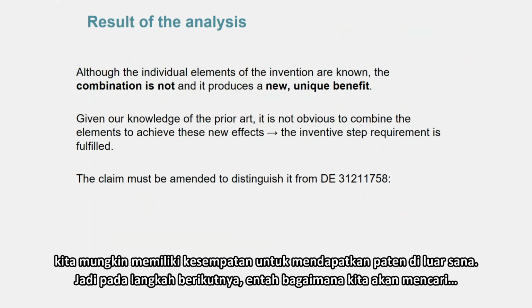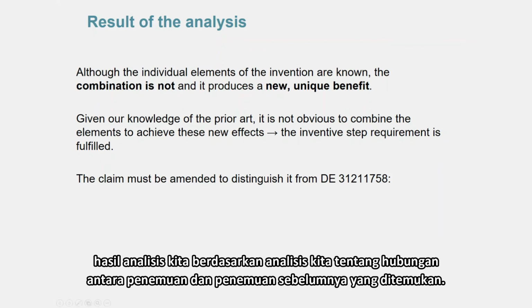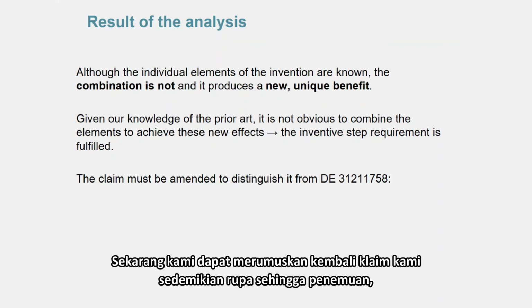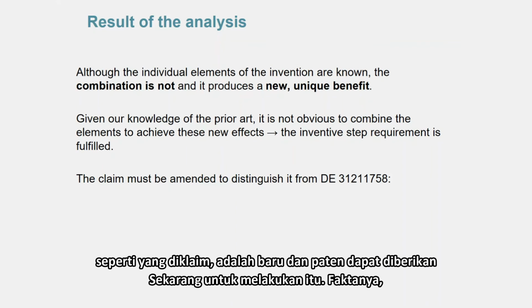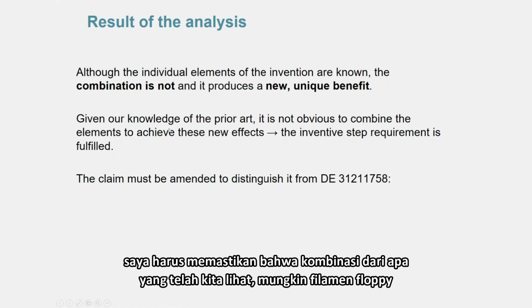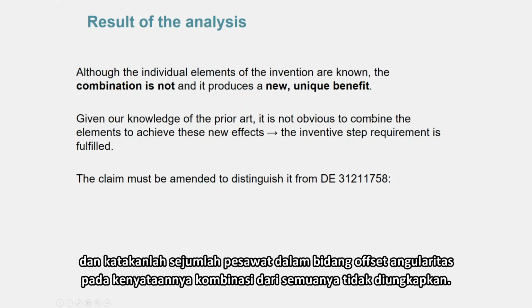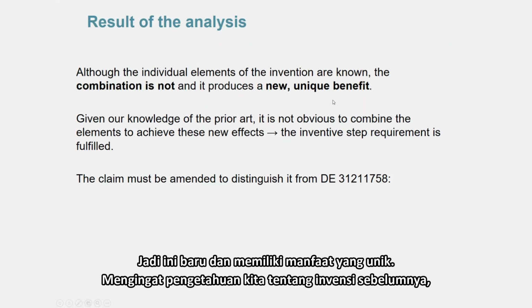So in the next step, we will go on to find the result of our analysis. Based on our analysis of the relationship between the invention and the prior art that was found, we can now reformulate our claim in such a way that the invention as claimed is new and a patent can be granted. Now, in order to do that, I have to make sure that the combination of what we have seen, maybe floppy filaments and a plurality of angularly offset planes, the combination of them all is not disclosed, so it is new and it has a unique benefit.